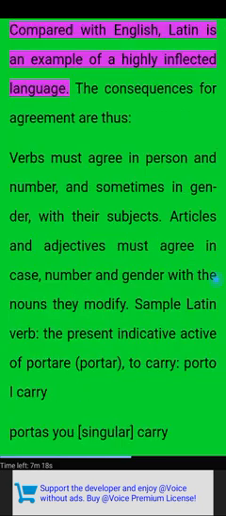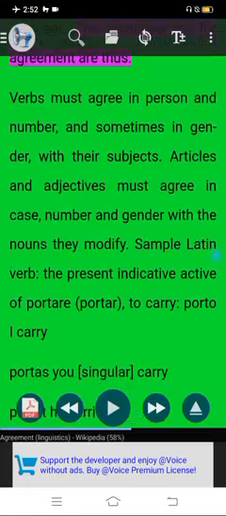Latin. Compared with English, Latin is an example of a highly inflected language. The consequences.